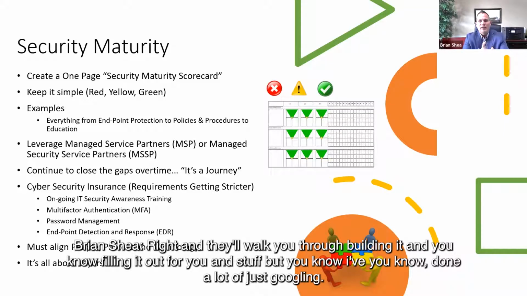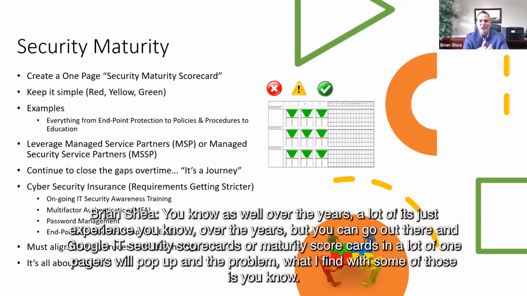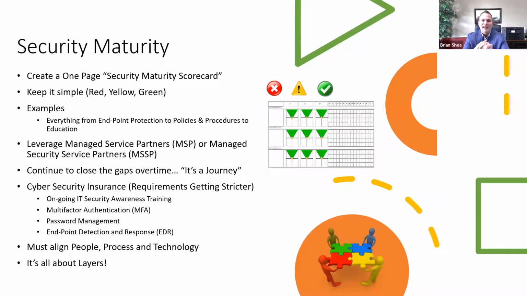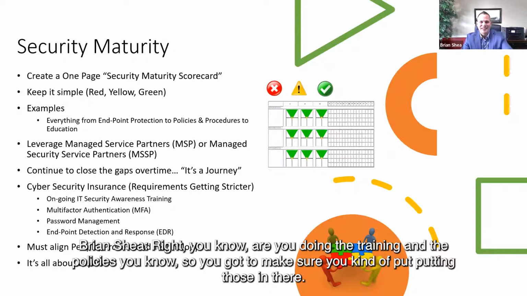But I've done a lot of just Googling, right? As well over the years. A lot of it's just experience over the years. But you can go out there and Google IT security scorecards or maturity scorecards, and a lot of one-pagers will pop up. And the problem I find with some of those is, they're not full. Are they encompassing enough, or is it too little, right? Of information, and that's where it's hard. Sometimes they don't cover the people aspect, right? Are you doing the training and the policies? So you've got to make sure you're putting those in there.